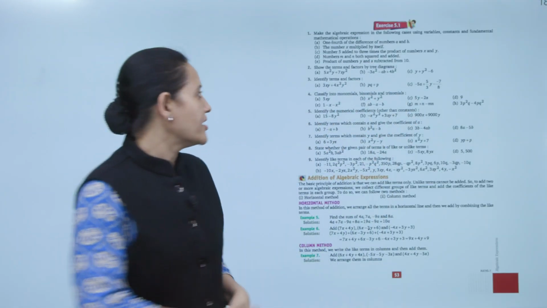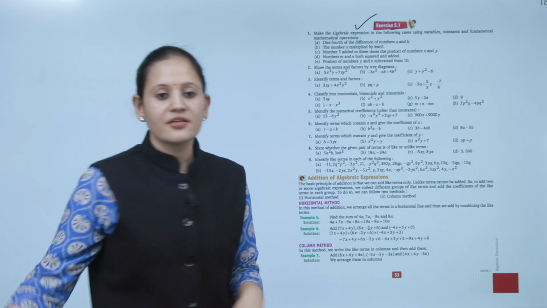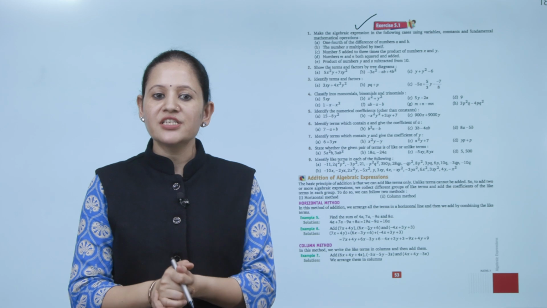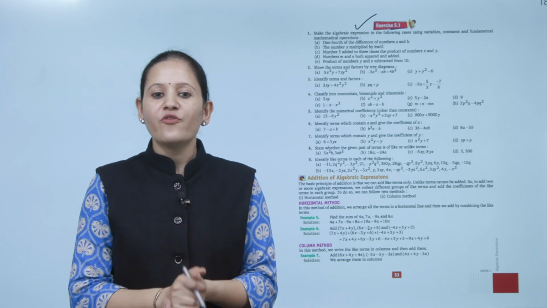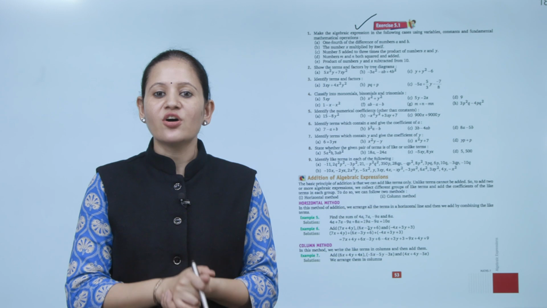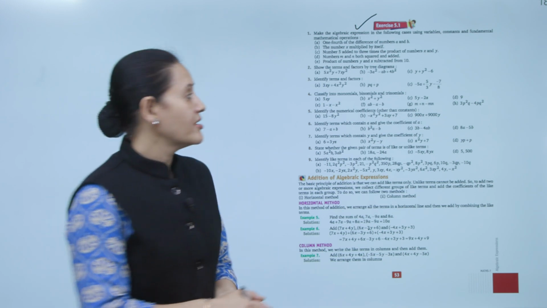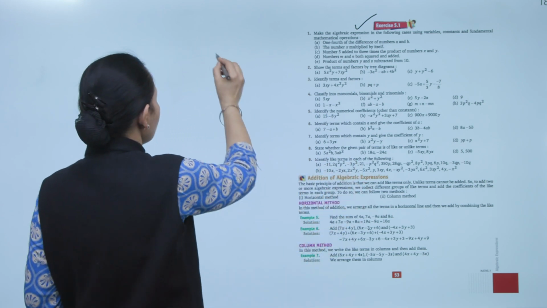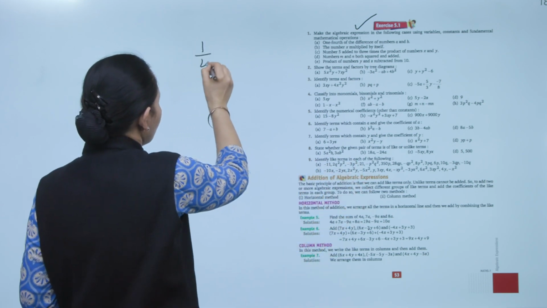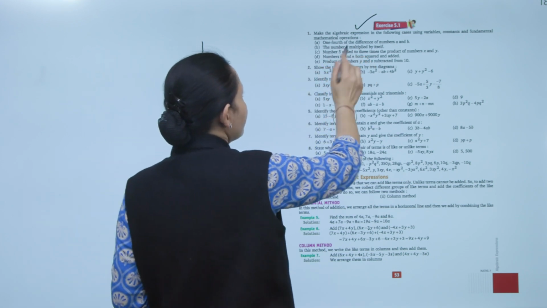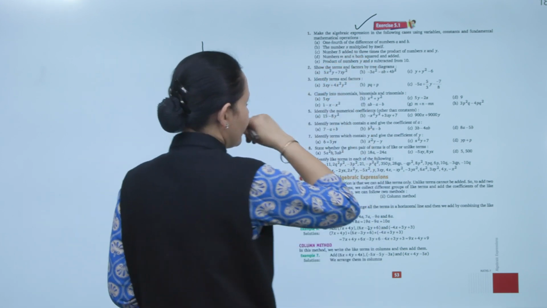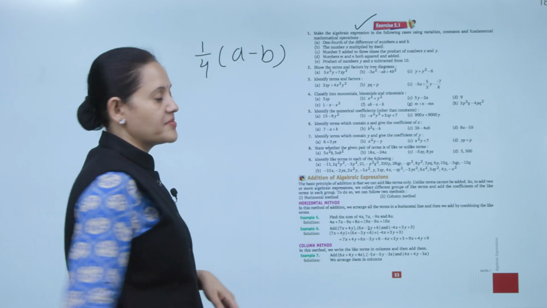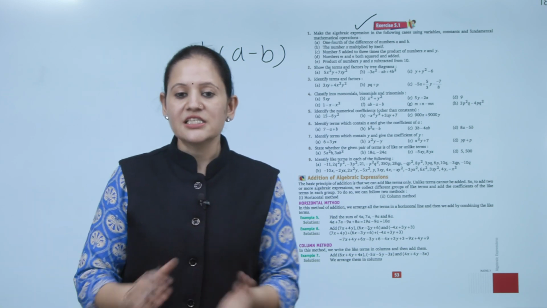Next is exercise 5.1. Make an algebraic expression in the following case using variable, constant and fundamental mathematical operation. First is 1/4 of the difference of a number a and b. So 1/4 of the difference of number a and b. The difference of a and b will be a minus b, and it's 1/4. So that is our expression.